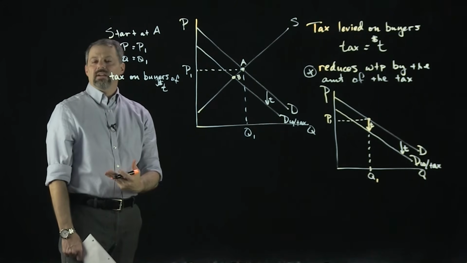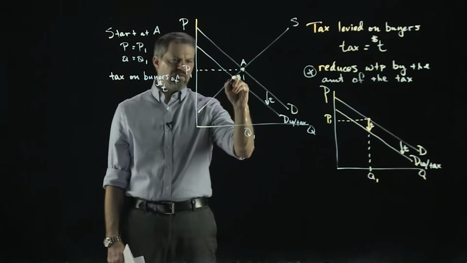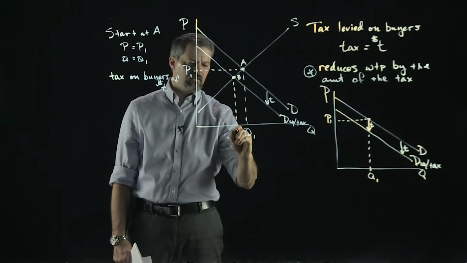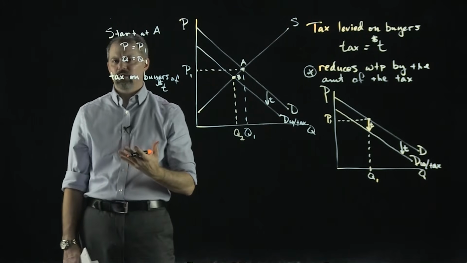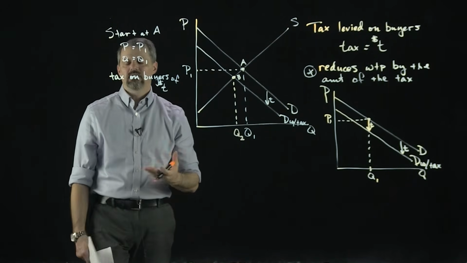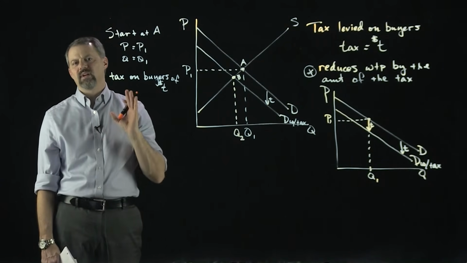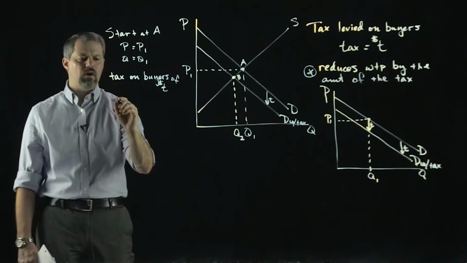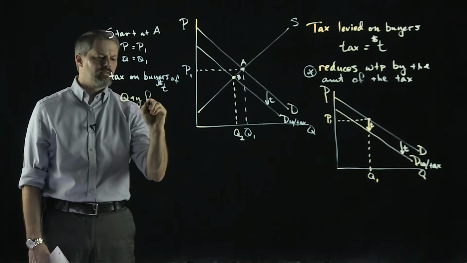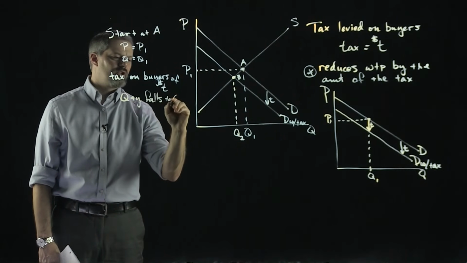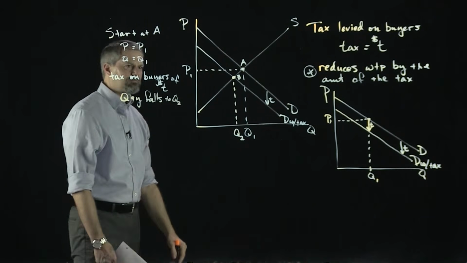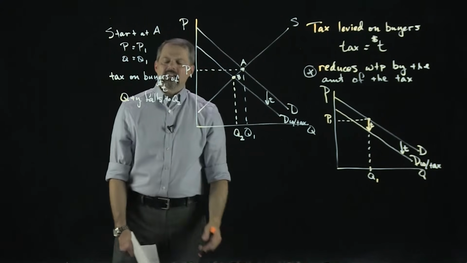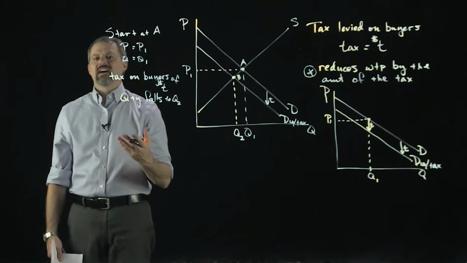Let's start by thinking about the effect on quantity. So not surprisingly, the quantity is going to fall. And most people find that to be pretty intuitive. Anytime the government imposes a tax, less of the good is going to be bought and sold. So quantity falls, let's say, to Q2. Now let's think about how this is going to affect the prices.